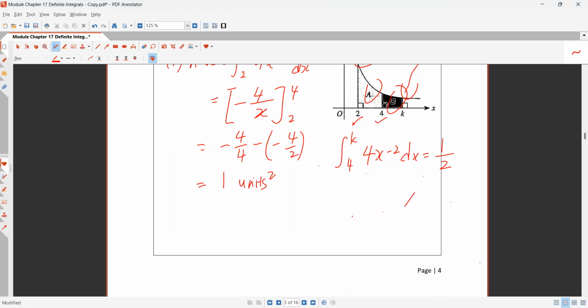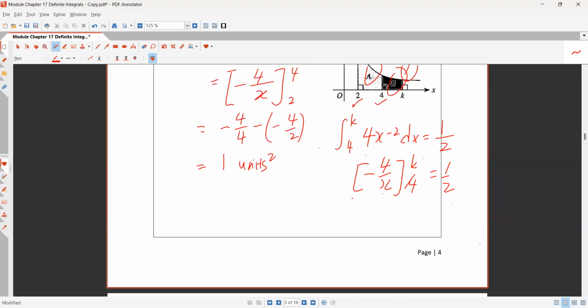So same thing, when you do the integration for this one, you get negative 4 over x. Okay, and then from 4 to k, sorry. Then after that, you just substitute your k and also substitute the 4. So what do you get actually? On the left-hand side, you get negative 4 over k minus, and then there is a negative, so it becomes plus 1, right? Equal to half. Okay, then negative 4 over k will be equal to negative 1.